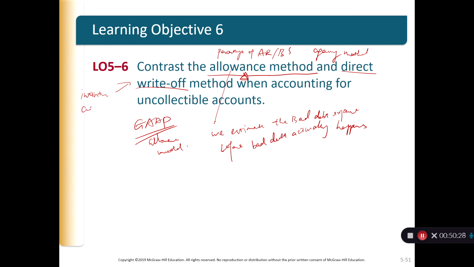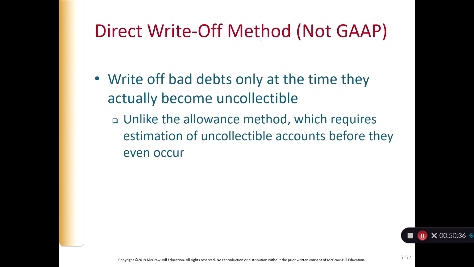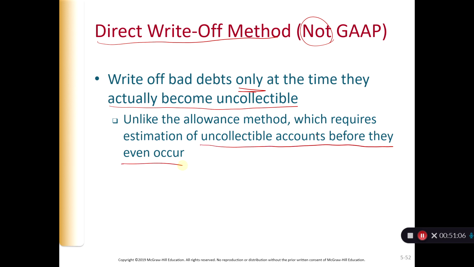It's like cash-based accounting. You only record bad debt expense when you see it's uncollectible. So we want to compare those two. First of all, the direct write-off method is not GAAP. GAAP doesn't allow you to use this method. But comparing them might help you better understand what really happens to accounts receivable. So you write off bad debt only at the time it actually becomes uncollectible, unlike the allowance method, which requires estimation of uncollectible accounts before they even occur, right?